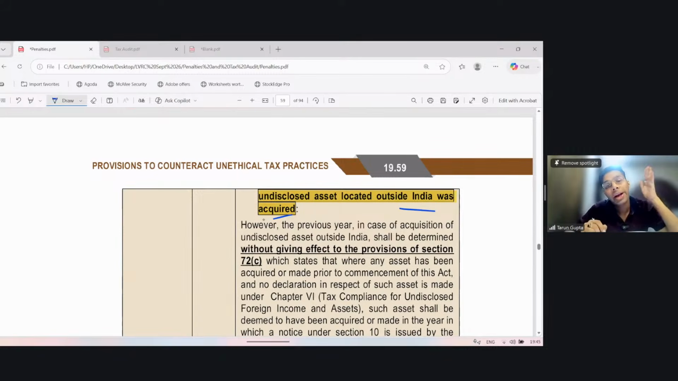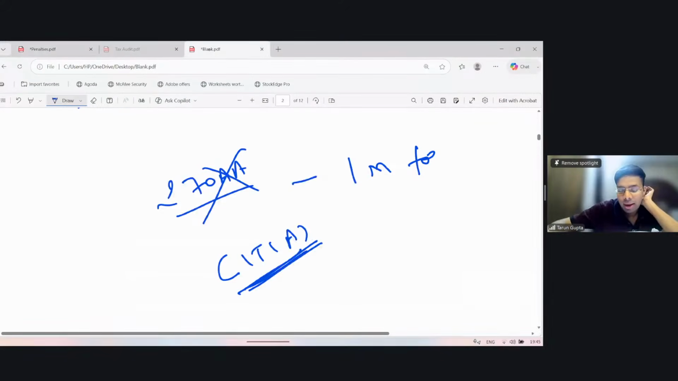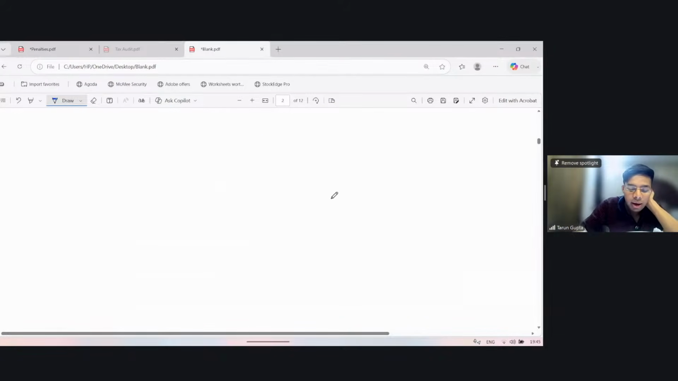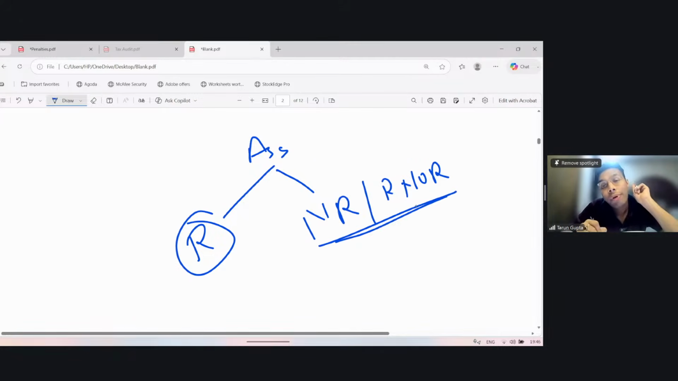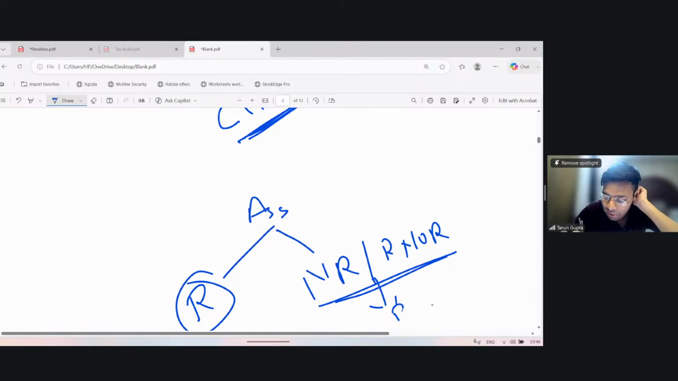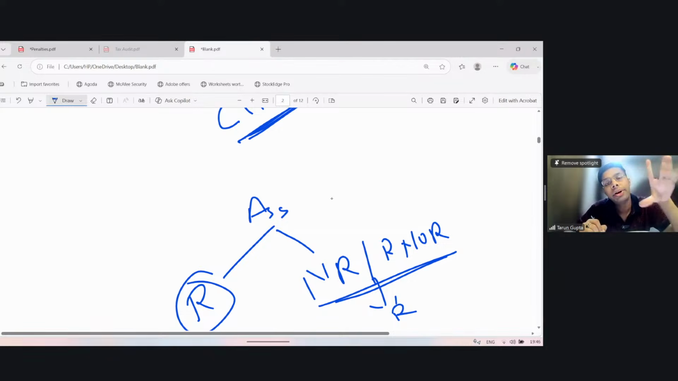Okay. Now we are talking about the actual part. So it says, who shall be the assessee? Assessee can either be the person who is currently resident, he is an assessee, full stop. But if the person is currently NR or RNOR, then he shall be deemed as assessee if he was resident in the year to which the undisclosed foreign income relates, or in the year in which the undisclosed foreign asset was actually acquired by the assessee. If in such year he was resident, then even if he is now non-resident, he will still be deemed as resident or assessee only. Okay.